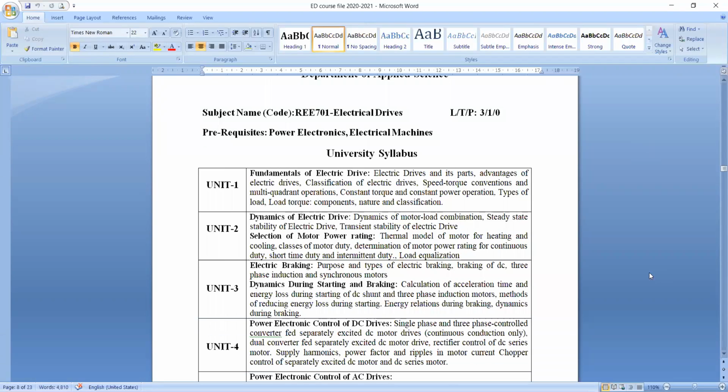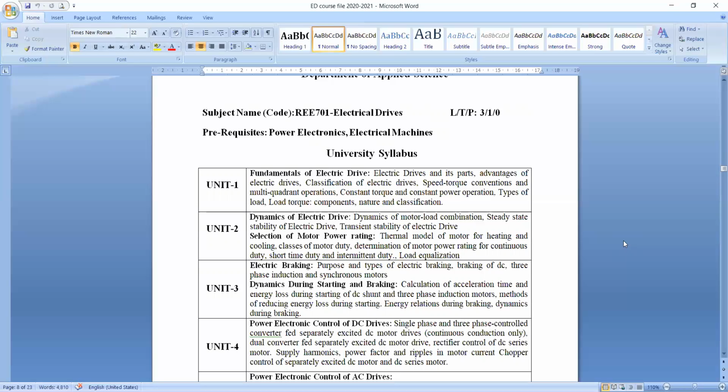First unit is fundamentals of electric drives. We will be learning what exactly a drive is, what the parts of drives are, and what the advantages of electrical drives over mechanical drives are. Previously we always learned about mechanical drives, but for the first time you will be learning about electrical drives, so you should know about the advantages of drives.